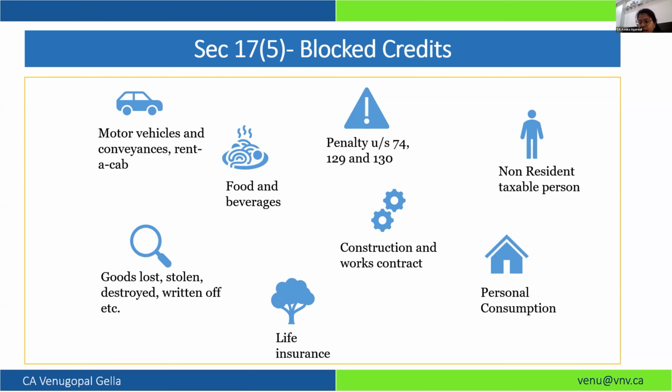Block credit. 17.5 deals with the block credit, which is a permanent reversal. Therefore, it's a 4B1 item. 4B1 is permanent, 4B2 is temporary. So all the ineligible ITC of 17.5, either it's vehicle insurance, vehicle maintenance, food, beverages, which is specifically covered under 17.5, needs to be reported under 4B1. This 4B1, 4B2, you have to do.